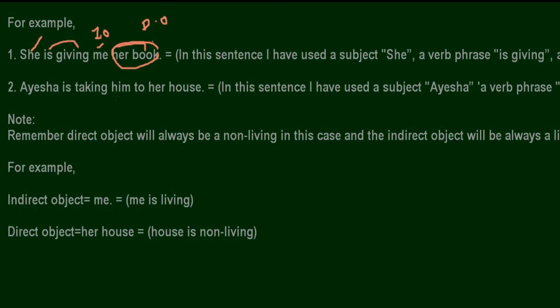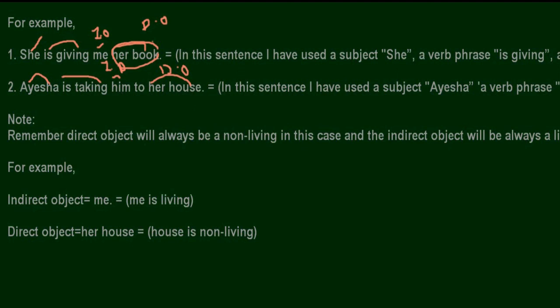The second one: Aisha is taking him to her house. So Aisha is the subject, is taking is the verb phrase, him is an indirect object, and to her house is the direct object because it is the end product. It is something which ends, which completes the sentence. Aisha is taking him where? There should be a place, like to the college, university, to a restaurant, anywhere. So we need something here to complete the sentence, and it's a direct object. So we have two objects, indirect and direct object.